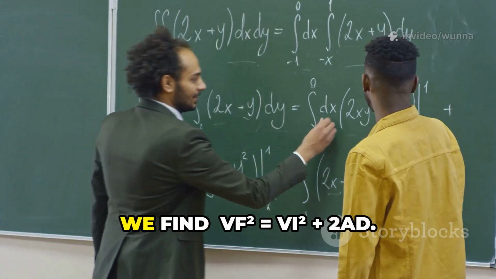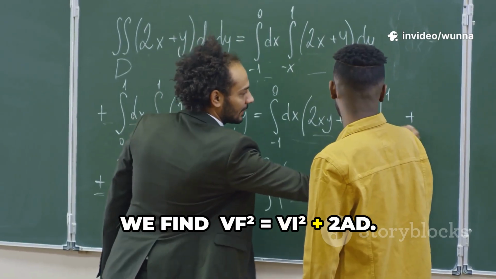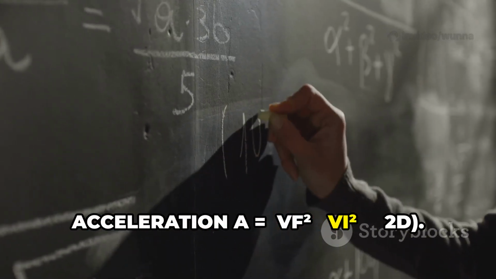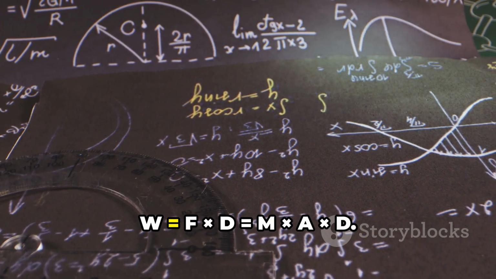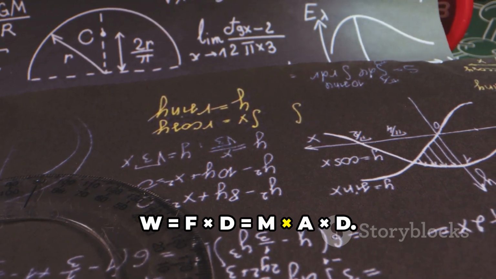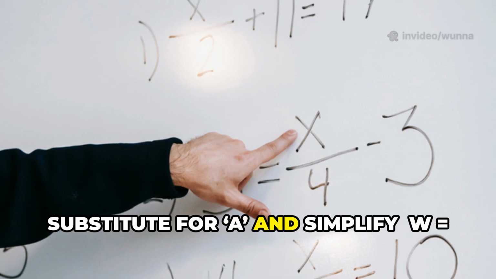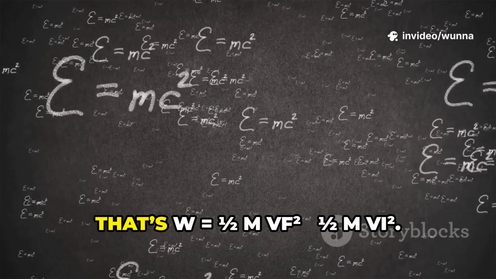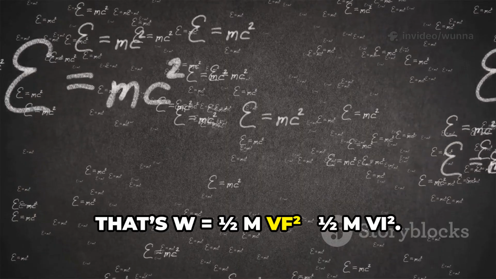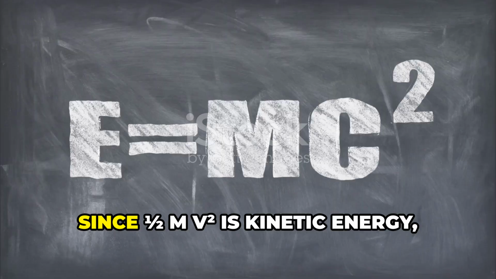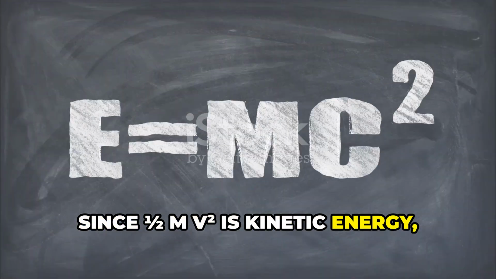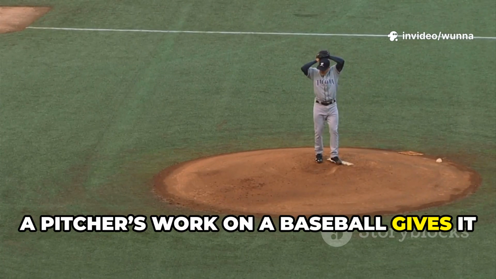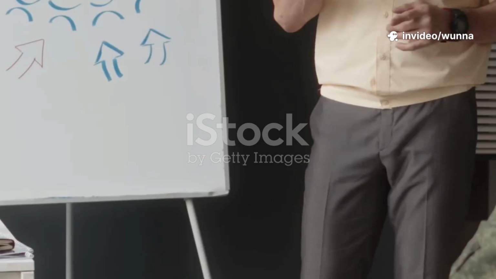Using motion equations, we find vf² = vi² + 2ad. Rearranged, acceleration a = (vf² − vi²)/2d. Work done, W = F × d = m × a × d. Substitute for a and simplify: W = m(vf² − vi²)/2. That's W = ½mvf² − ½mvi². Since ½mv² is kinetic energy, net work equals the change in kinetic energy. For example, a pitcher's work on a baseball gives it kinetic energy to fly toward the batter.